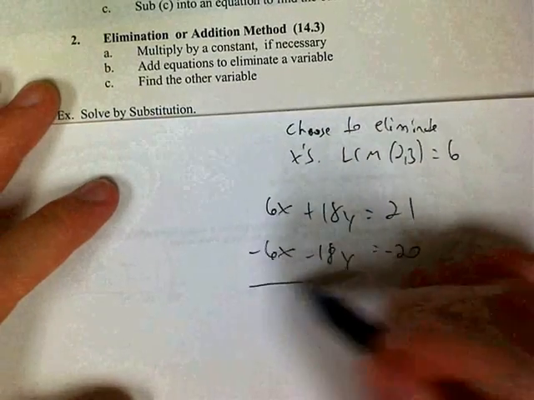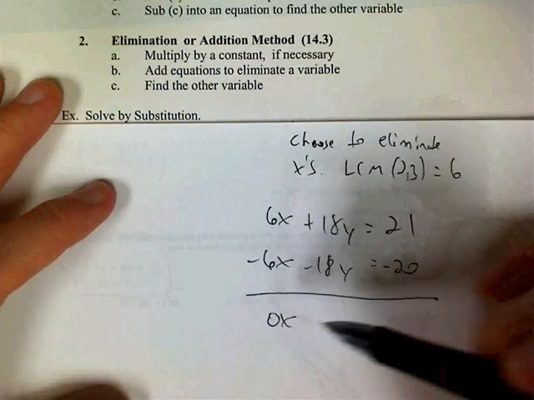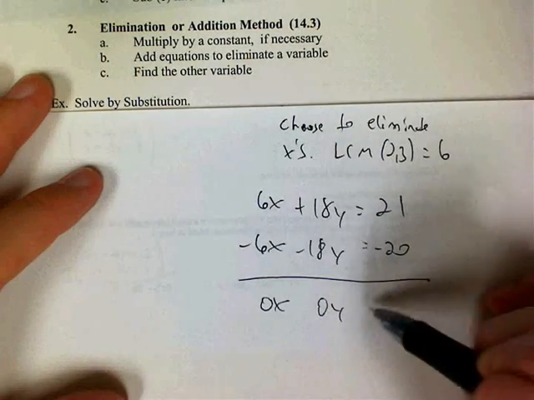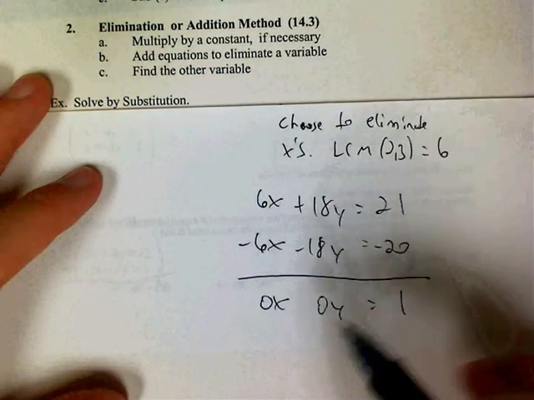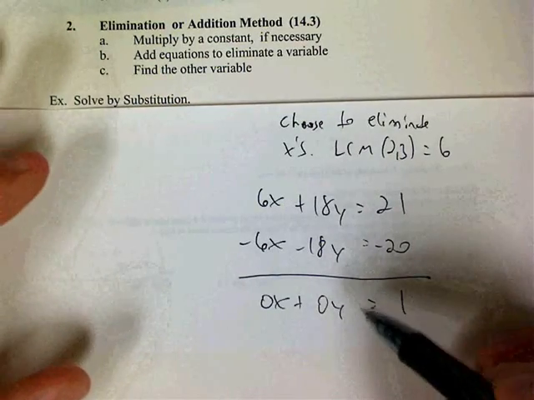Now we're going to add. 6x plus negative 6x is 0x. 18y minus 18y is 0y. And then 21 minus 20 is 1. Now 0 plus 0 times anything is 0, plus anything plus another 0 is 0. In other words, a bunch of zeros over here.